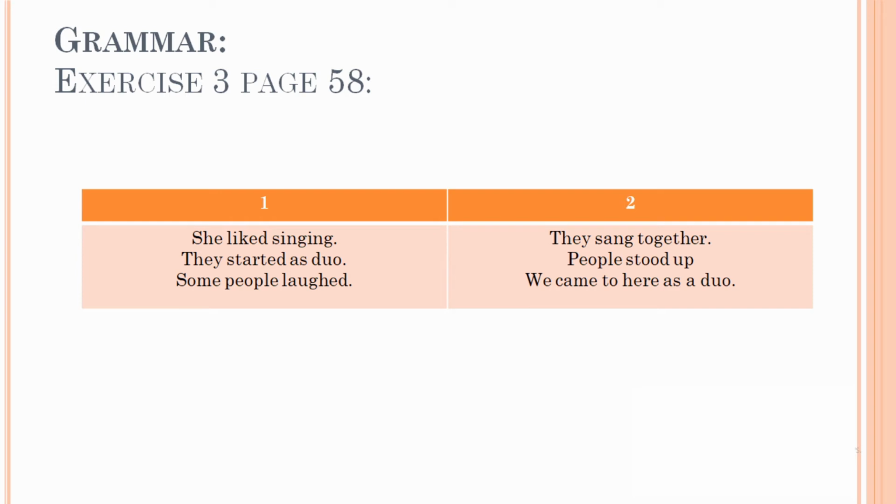Number 4 is think, the verb to think. Let's look for it here. All the judges thought Charlotte and Jonathan were great. The verb to think in the simple past is thought.